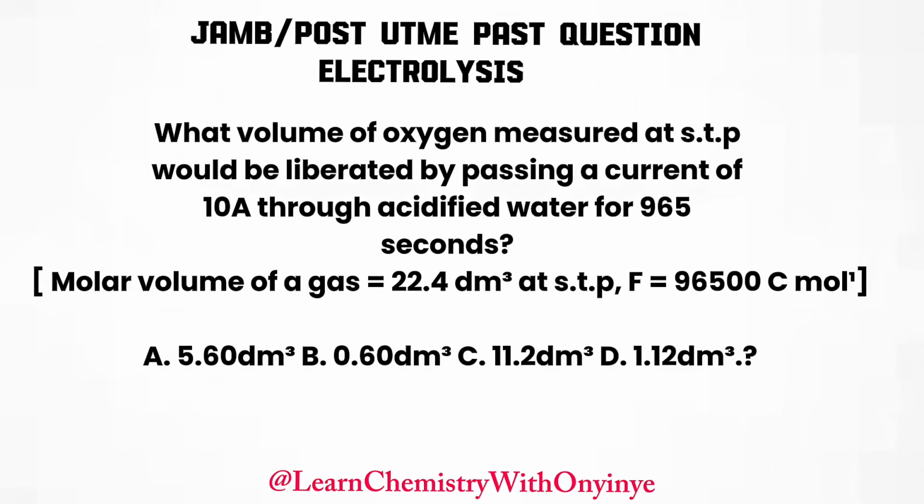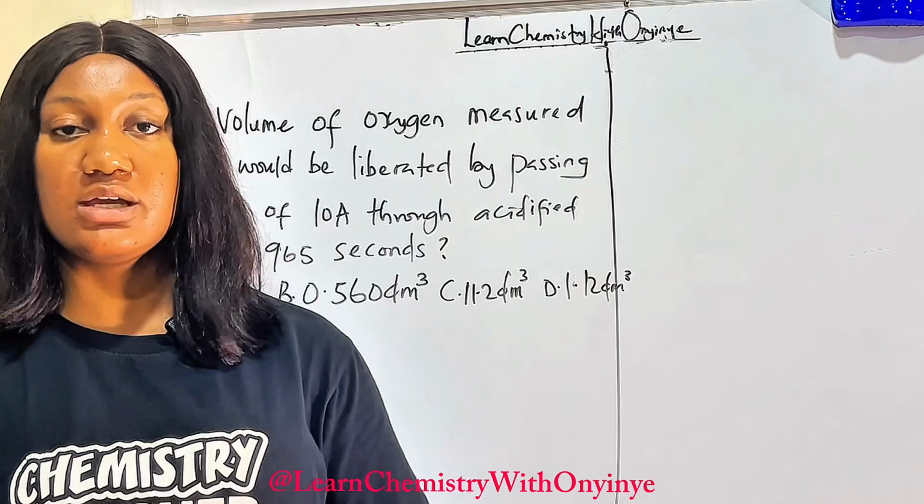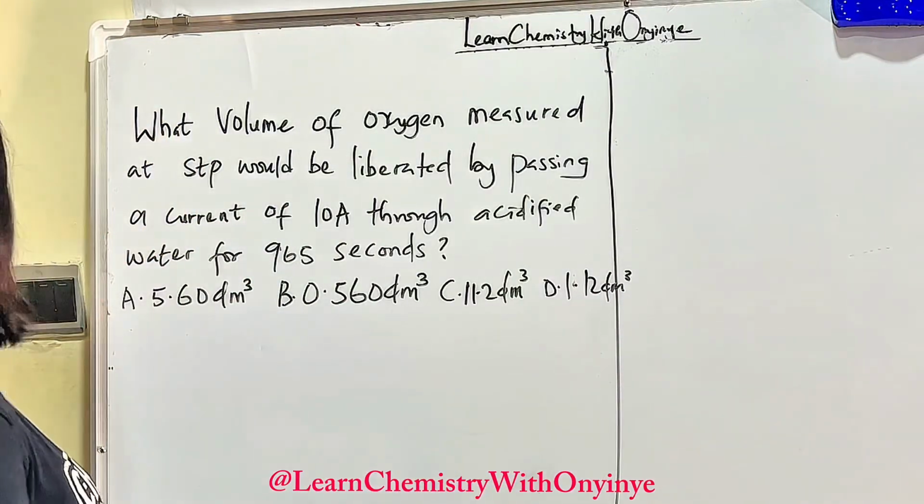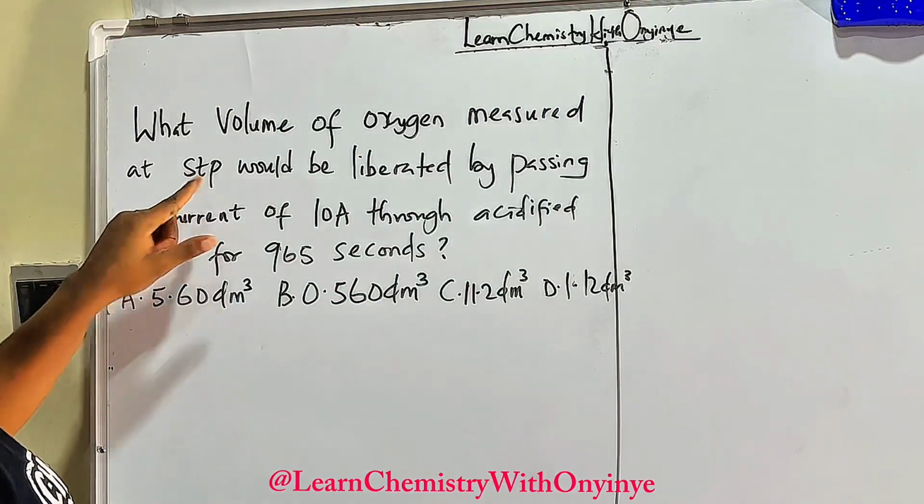What volume of oxygen measured at STP would be liberated by passing a current of 10 ampere through acidified water for 965 seconds? Hello guys, welcome to Learn Chemistry with Onye, and today we're going to be solving a question under electrolysis.